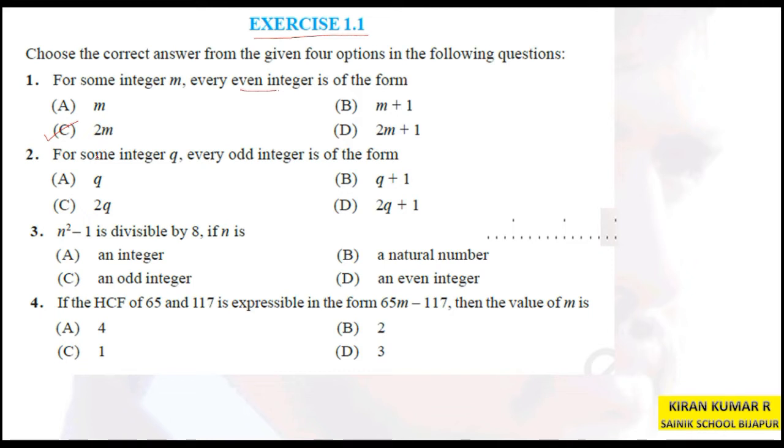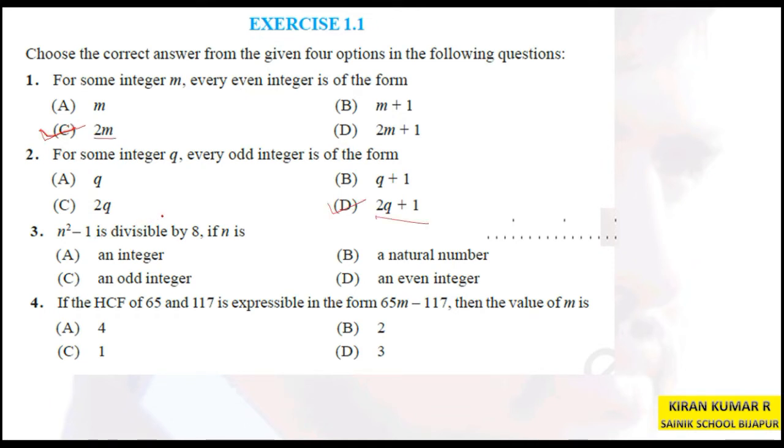Look at the second question. For some integer q, every odd integer is of the form option A q, option B q plus 1, option C 2q, option D 2q plus 1. And the right answer is 2q plus 1. As I discussed in the previous question, 2m is the form for even numbers, and 1 more than the 2m format will be for odd numbers.